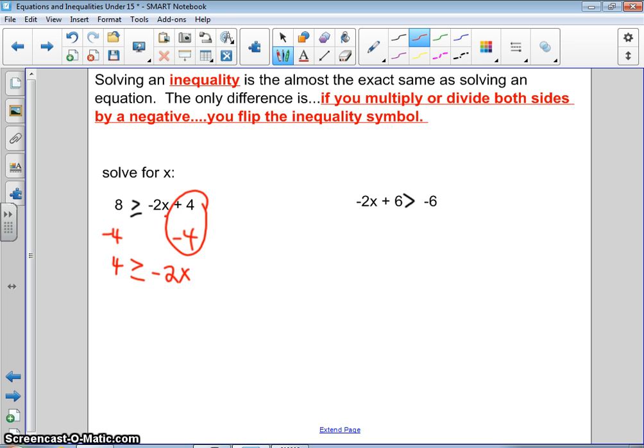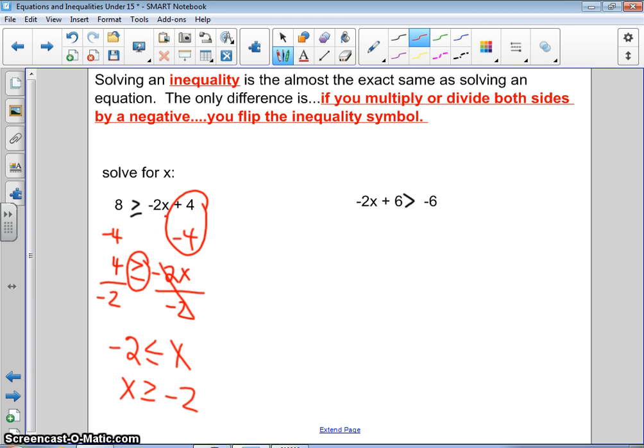So now we've got to divide both sides by negative 2. I'm going to divide by negative 2 here and divide by negative 2 here. 4 divided by negative 2 is negative 2. Since I divided by a negative, I take this symbol and I flip it. So it's going to be just like that. And then over here, negative 2 divided by negative 2 cancels out. So here is my final answer. Negative 2 is less than or equal to x, and x is greater than or equal to negative 2 are exactly the same thing, so either answer is acceptable.